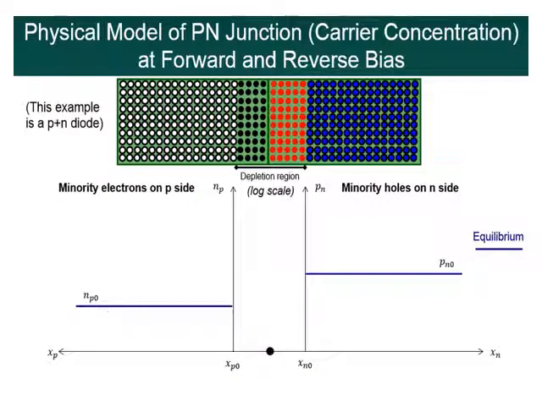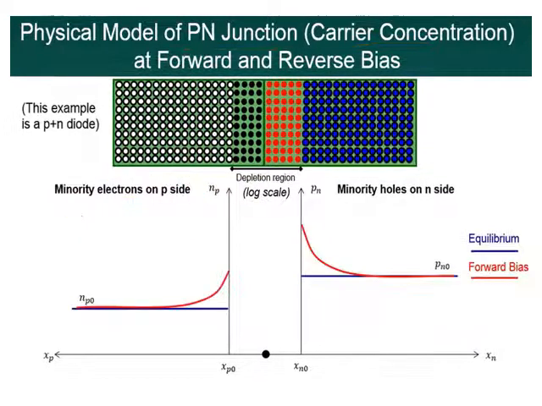Here we can try to visualize. This is the physical model of the PN junction. So what we are seeing here is carrier concentration, and we will see it for both forward bias and reverse bias. Minority electrons on the P side. Yes, on the P side we know electrons are the minority carriers, and how they will behave actually. Yes, so let me talk about the forward bias first.